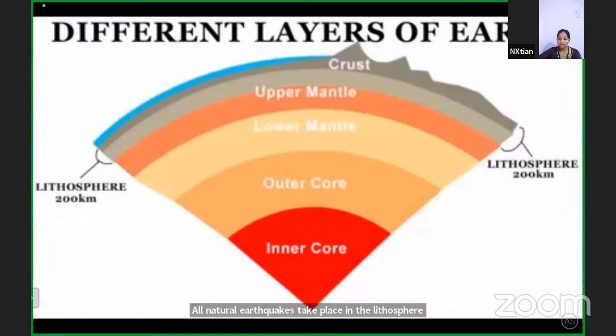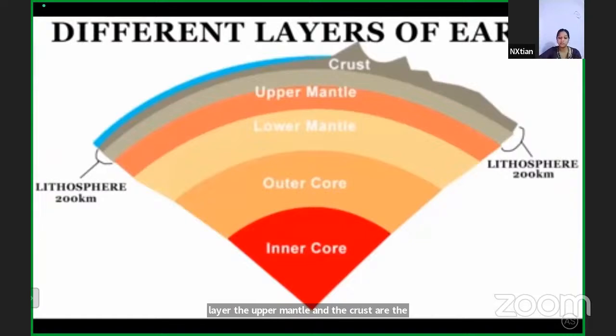See, this is about the various layers of the Earth. The red part is the innermost layer of the Earth, known as the inner core. Right after it is the next layer of the Earth, known as the outer core. Then above it, we have the lower mantle, then the upper mantle, and then the crust. These are all the layers of our Earth. The inner core is the innermost layer, and the upper mantle and the crust are the outermost layers.